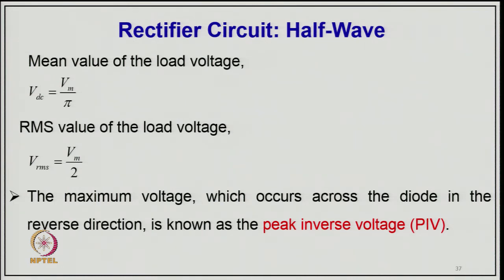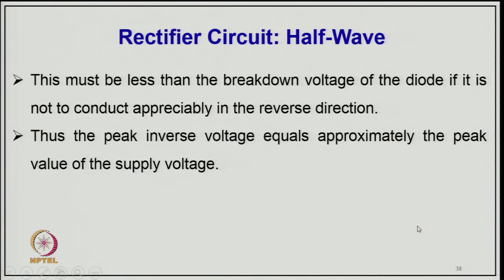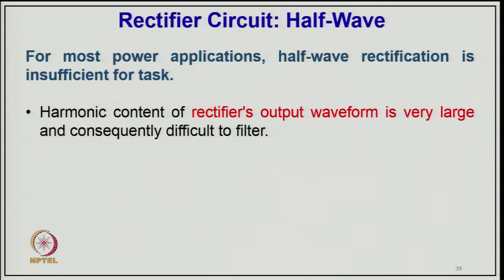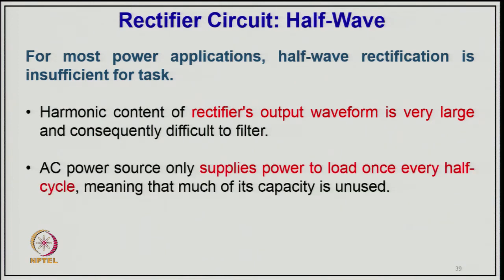The maximum voltage which occurs across the diode in the reverse direction is known as the peak inverse voltage. This must be less than the breakdown voltage of the diode if it is not to conduct appreciably in the reverse direction. Thus, the peak inverse voltage is approximately equal to the peak value of the supply voltage. For most power applications, half wave rectification is insufficient for the task. The harmonic content of the rectifier output waveform is very large, and consequently it is difficult to filter. The AC power source supplies power to the load only once in a cycle, during the half cycle.